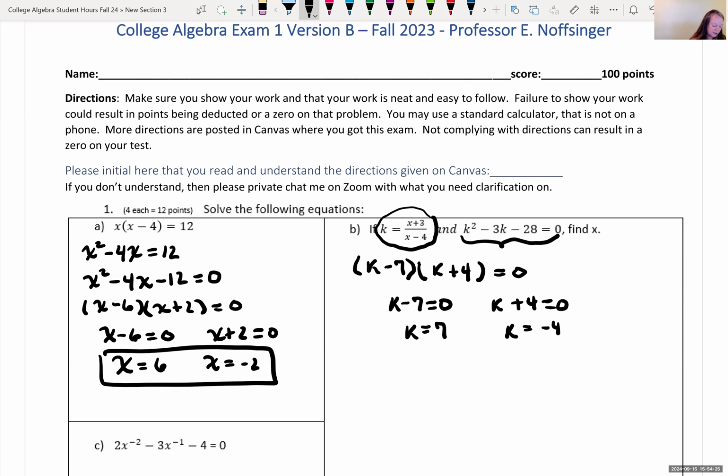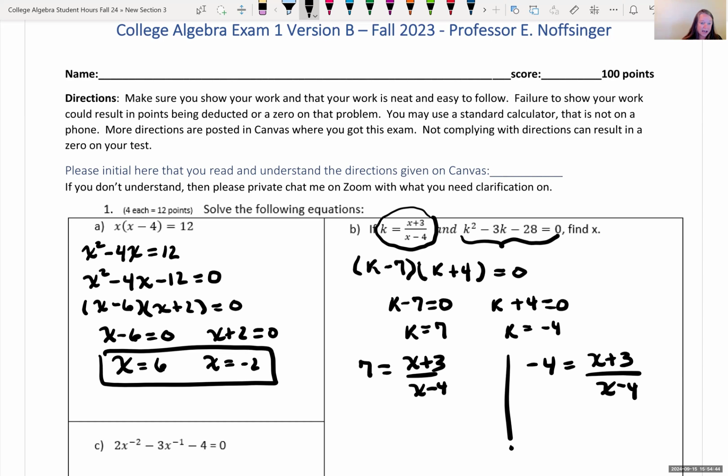So we're going to have two separate equations. We're going to have 7 is equal to x plus 3 all over x minus 4. We're going to solve for x there. And we have negative 4 is equal to x plus 3 all over x minus 4. Solving that first equation there, we have a rational equation. So let's clear our fractions, and we can do so by multiplying both sides of our equation by x minus 4.